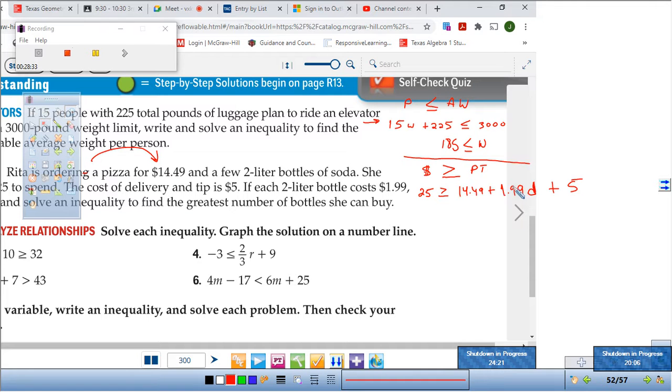What do y'all think? Final answer here, D is equal to 2.8. So 2.8 means that she can order 2 whole drinks and 8/10 of another drink. Realistically, you can't do that since you have to buy complete bottles. You can only order 2 drinks.